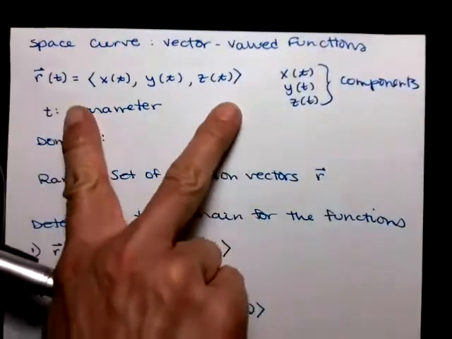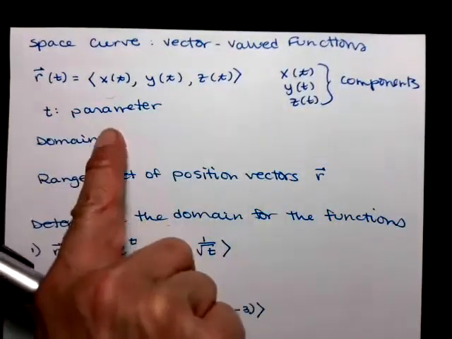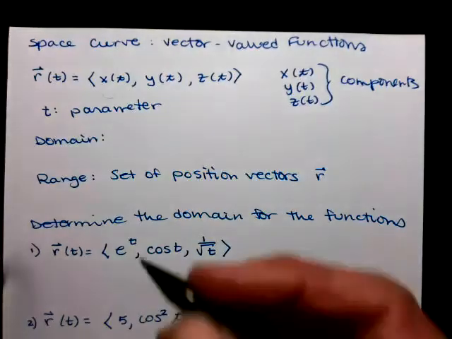Notice I've used my vector notation. t is our parameter. t is going to be the independent variable.